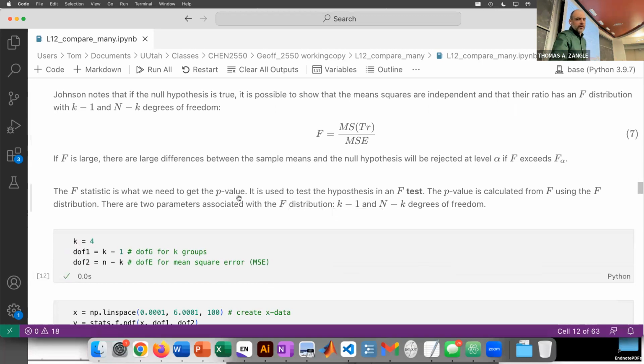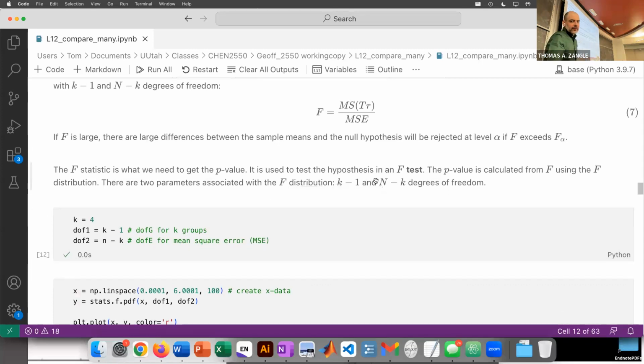So the F statistic is what we need to get the p-value. So now we need to define this distribution. And we're not going to go through a full derivation of what the F distribution is. We're just going to look at what it looks like, basically. But just know that we're using the F statistic with the F distribution to get the p-value, in this case, for our ANOVA.